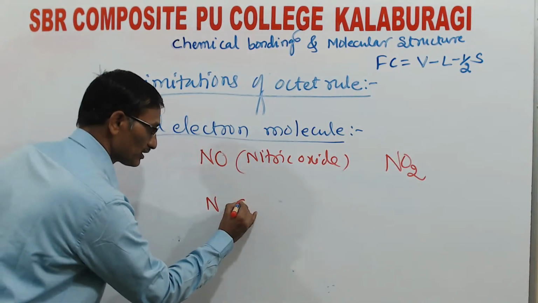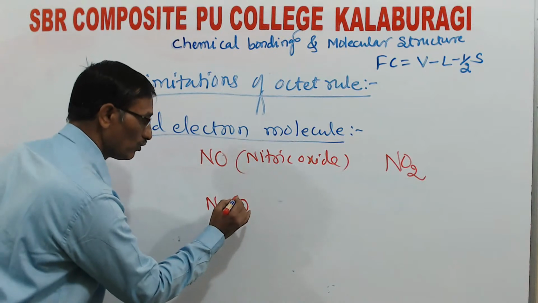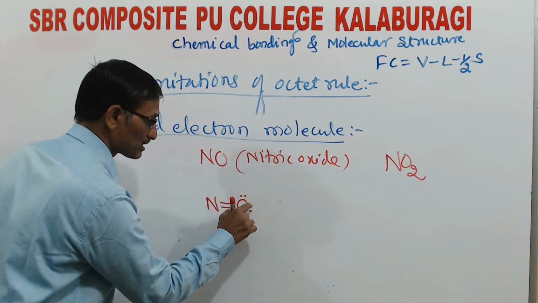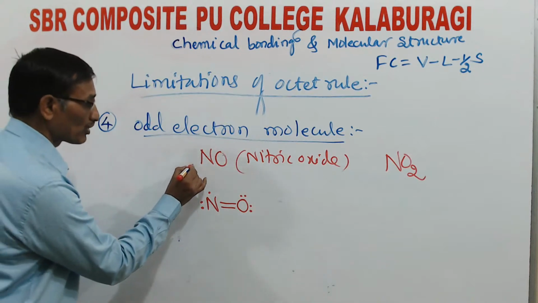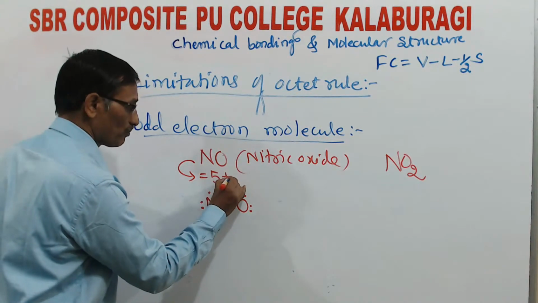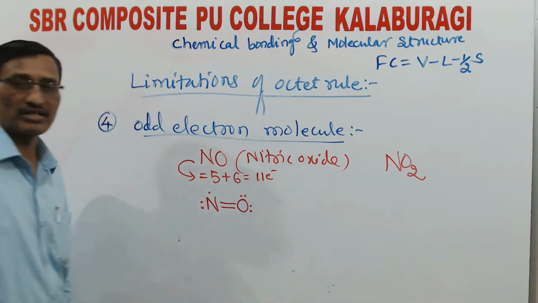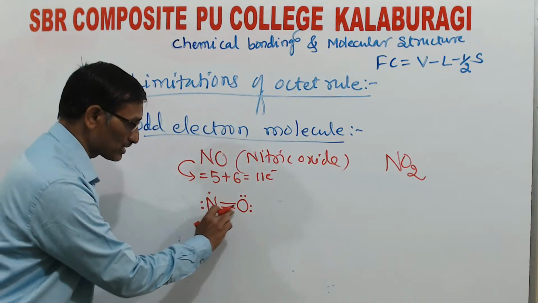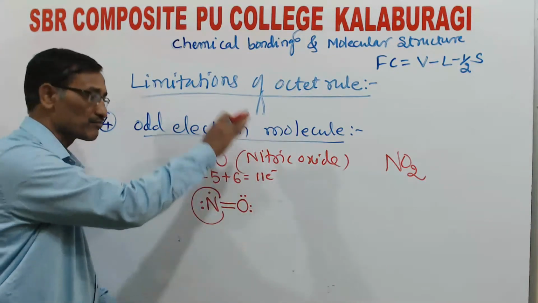If you take the oxygen atom, showing a double bond, and lone pair of electrons: 1, 2, 3, 4, 5, 6, 7, 8. Let us see first the total number of valence shell electrons: nitrogen 5 plus oxygen 6, that is 11 electrons, student. You have to remember that. Now if you represent it, 1, 2, 3, 4, 5, 6, 7, this is an odd electron. Odd electrons are there on nitrogen, still nitric oxide is more stable.